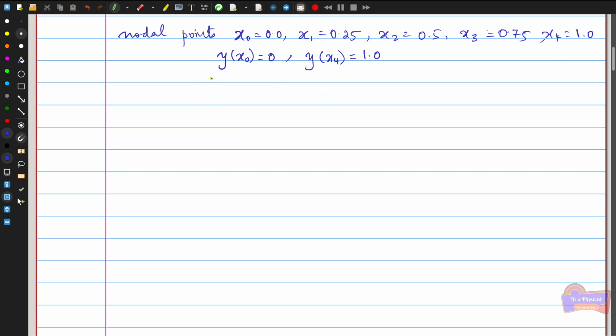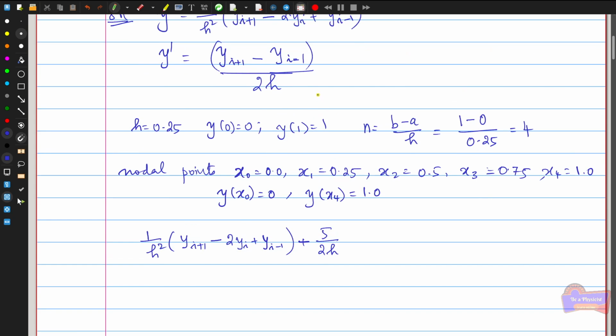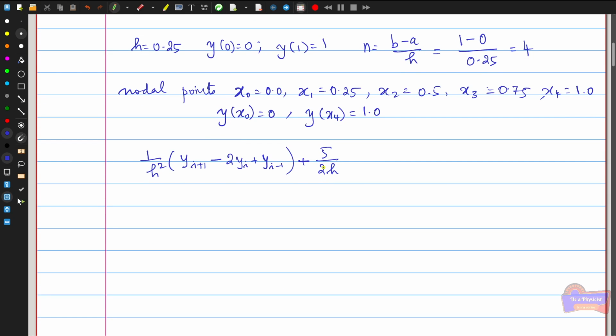So I can get the equation as 1 divided by h squared times y of i plus 1 minus 2 times y i plus y of i minus 1, plus 5 divided by 2h, because it's 5 times y prime, so 5 divided by 2h times y of i plus 1 minus y of i minus 1, plus 4 times y i, which is equal to 1. So this is the formula.